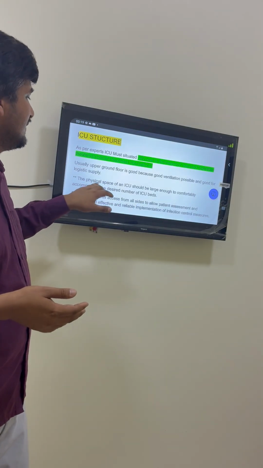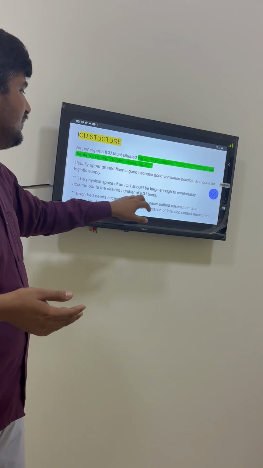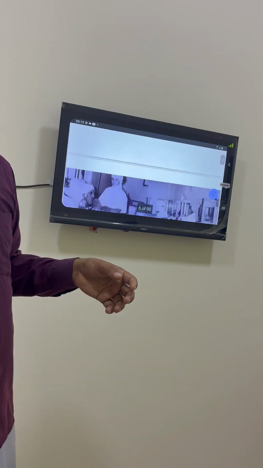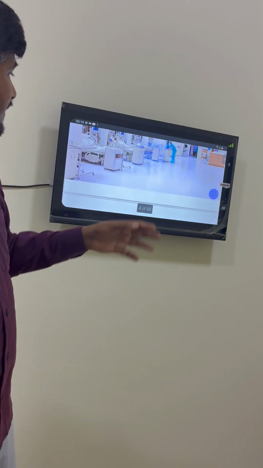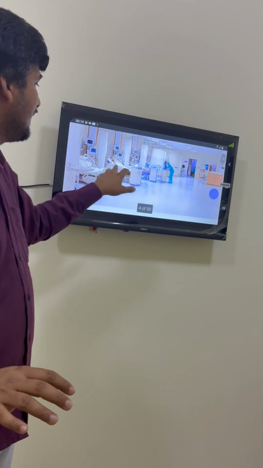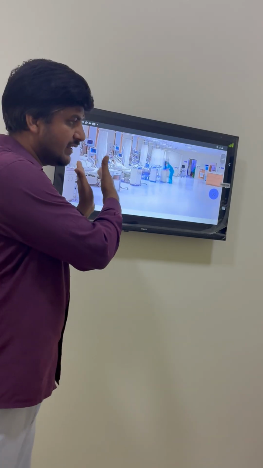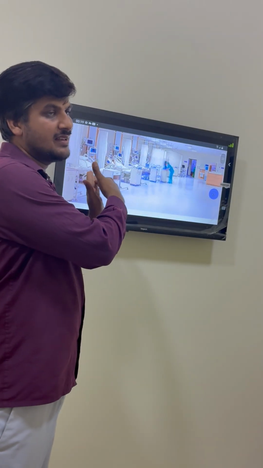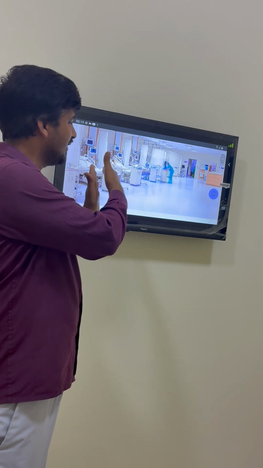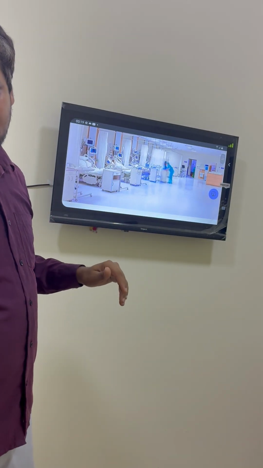The physical space of an ICU should be large enough to comfortably accommodate the desired number of ICU beds. You can see here, there will be adequate space in between the patients, because if the beds are very near, there will be high chances of cross infections and all. So adequate space should be there in between the beds and all.